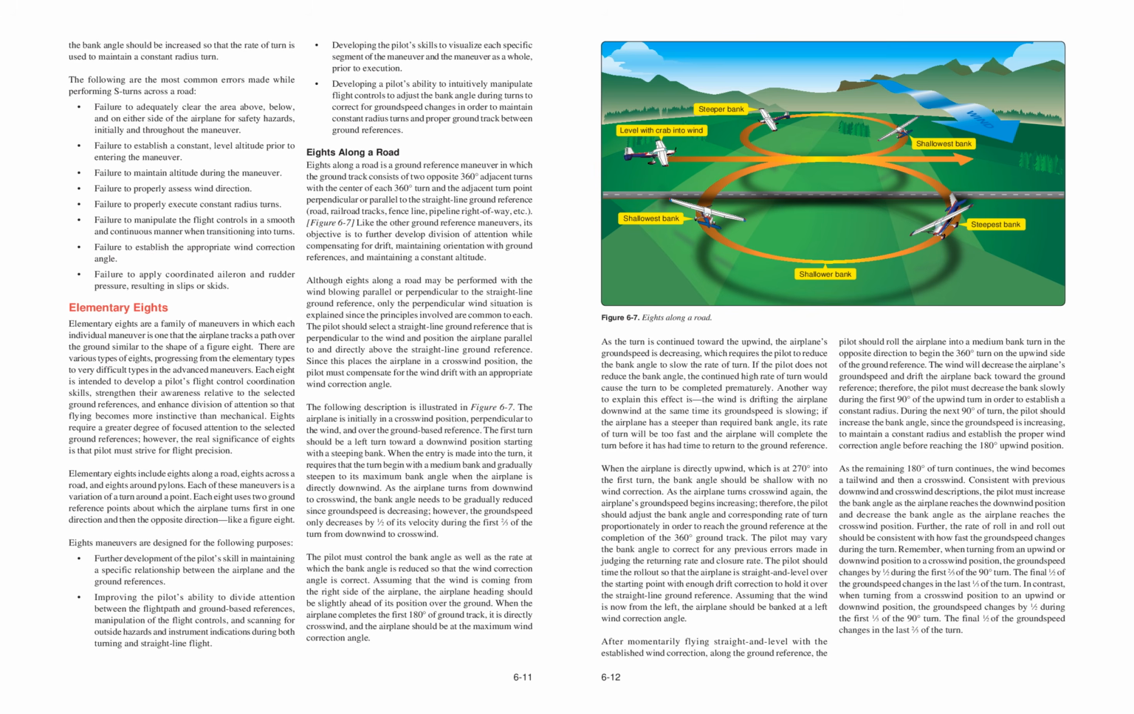The bank angle should be increased so that the rate of turn is used to maintain a constant radius turn. The following are the most common errors made while performing S-turns across a road.